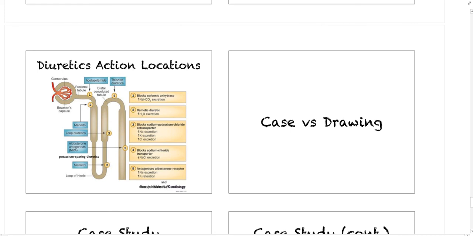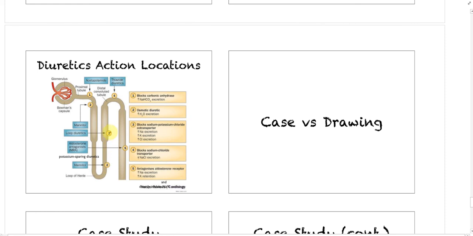So as a more visual look at what's going on here, I don't know what this is. I'm thinking that must be our carbonic anhydrase inhibitor. Never learned about that. Mannitol is going to work up here. That's why it produces such a massive level of diuresis. And then all the way down here, and mannitol works down here too.